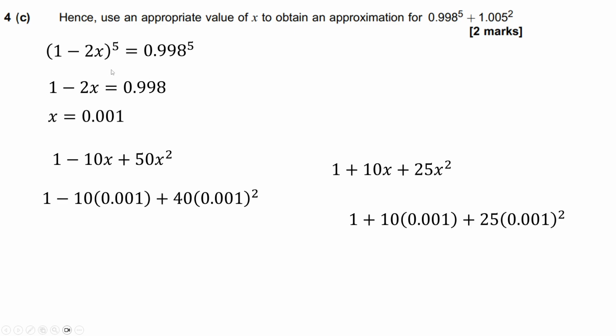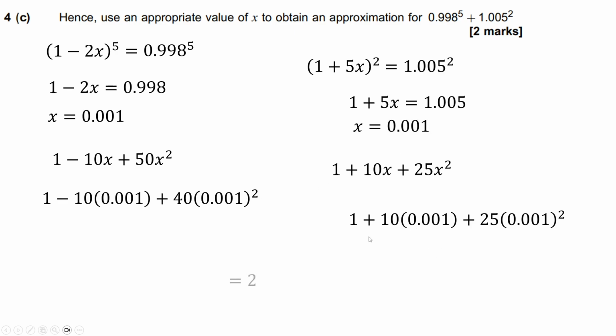Oh yeah, sorry, that was me showing where these came from. Okay, and then just put these into your calculator and sum them together. You'll get approximately 2.